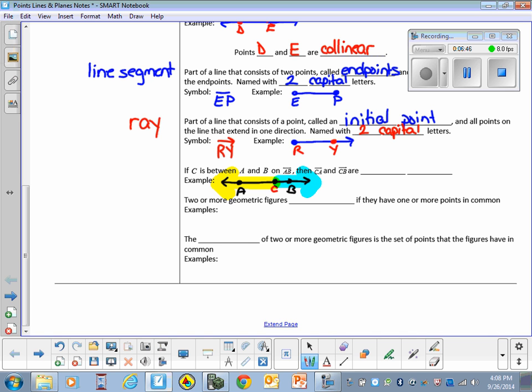These are called opposite rays. They point in opposite directions, and they form a straight line. Opposite rays have to make a straight line.